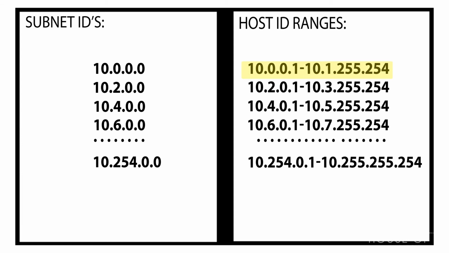And as for the host ID ranges, the first range would start at 10.0.0.1, and it would end with 10.1.255.254. And for the second range, it would start at 10.2.0.1, and it would end at 10.3.255.254. As for the third range, the first usable IP address would be 10.4.0.1, and it would end at 10.5.255.254. And as for the fourth range, it would start at 10.6.0.1 and end with 10.7.255.254, and so on until the last range, which is 10.254.0.1, and it would end at 10.255.255.254.